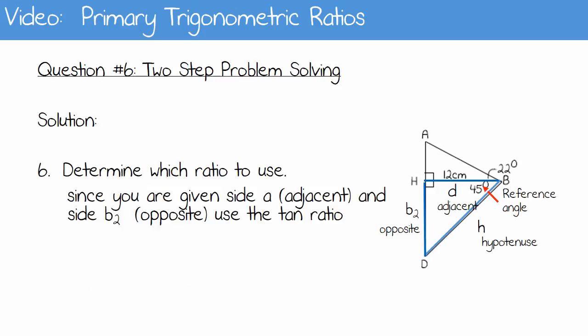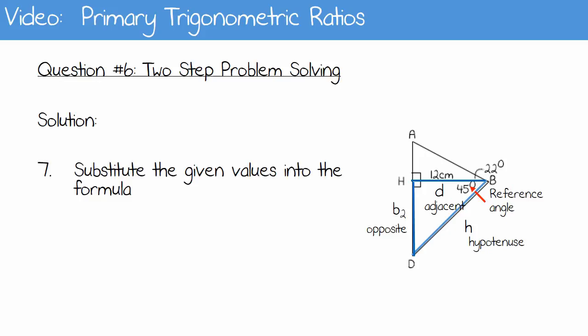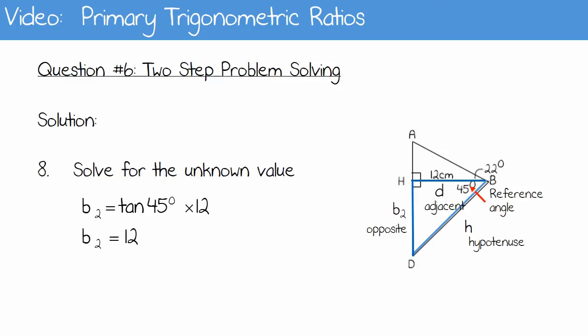Determine which ratio to use. Since you are given side A adjacent and side B2 opposite, use the tan ratio. Tan theta equals opposite divided by adjacent. Substitute the given values into the formula. Tan of 45 would be equal to B2 divided by 12. Solve for the unknown value. B2 is equal to tan of 45 times 12, which is equal to 12.